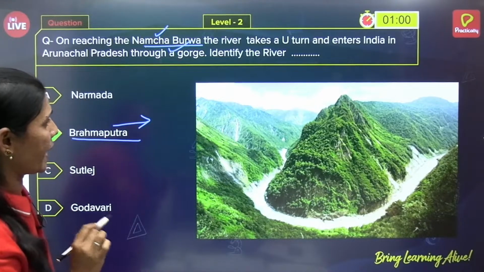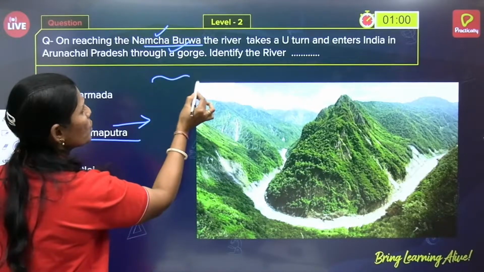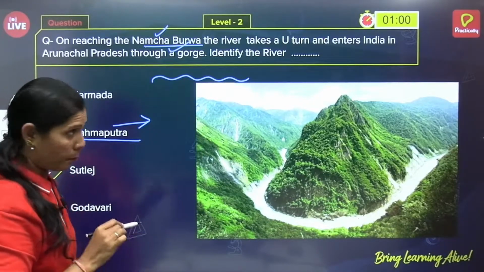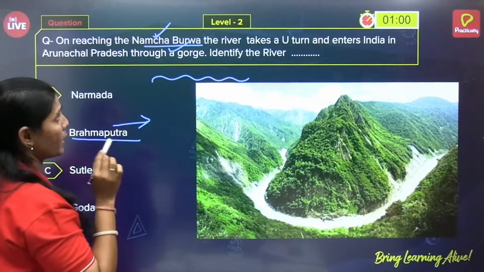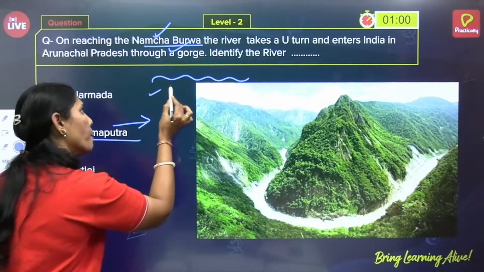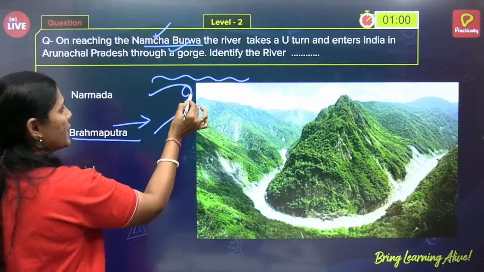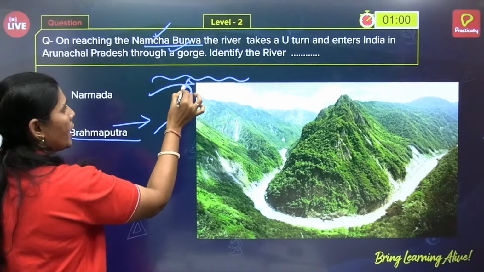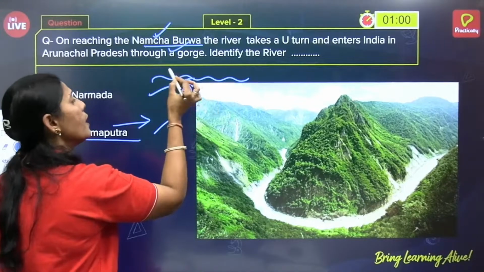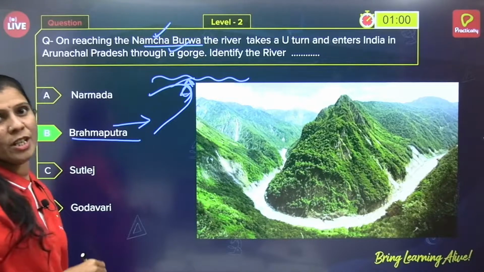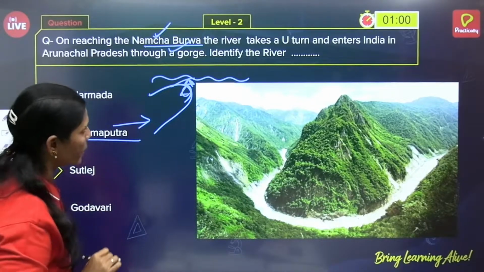Due to this peak existing, Brahmaputra would otherwise flow only through Tibet, China. But due to this peak, Namcha Barwa, it has taken a pin bend. Pin bend means nothing but a U-turn because of the existence of this peak here. Due to this peak, it was unable to move further and it took a pin bend and further entered into Arunachal Pradesh.